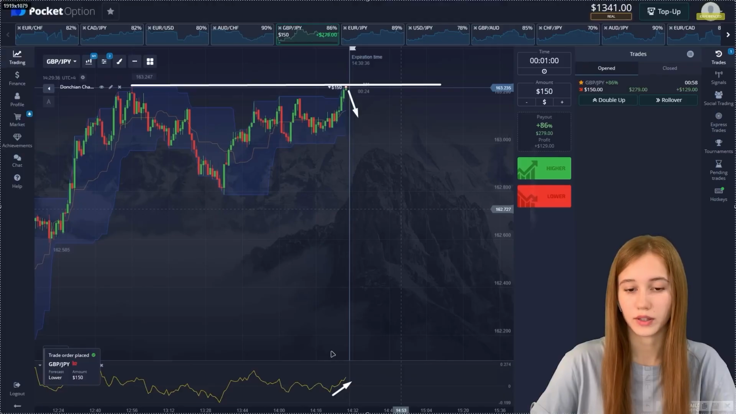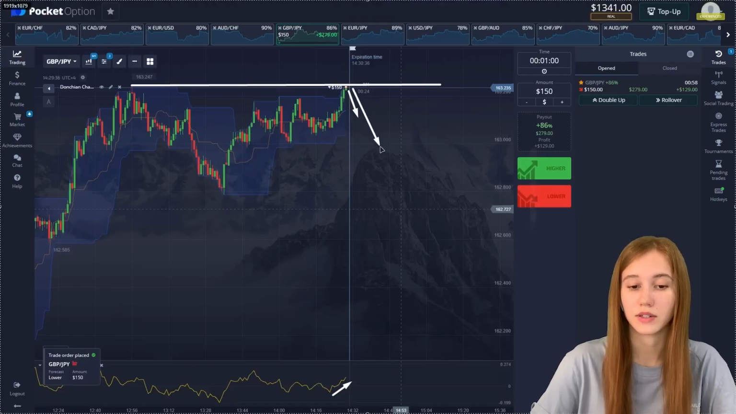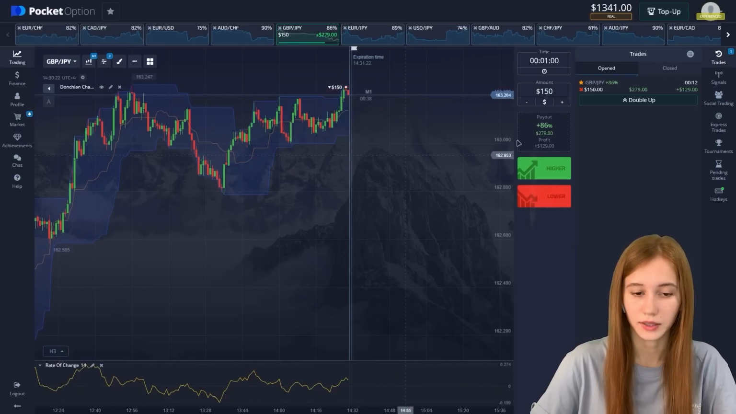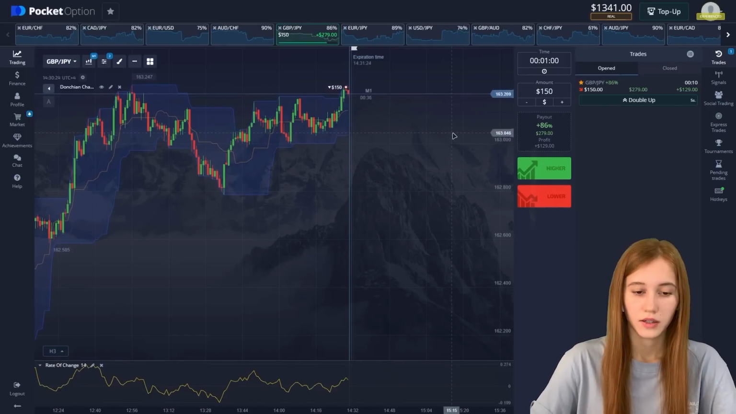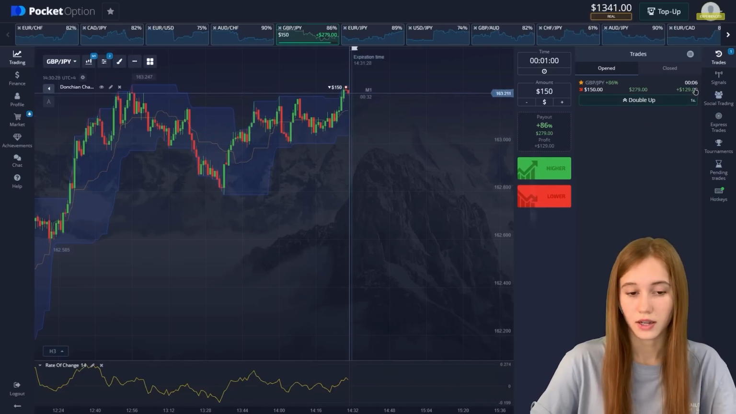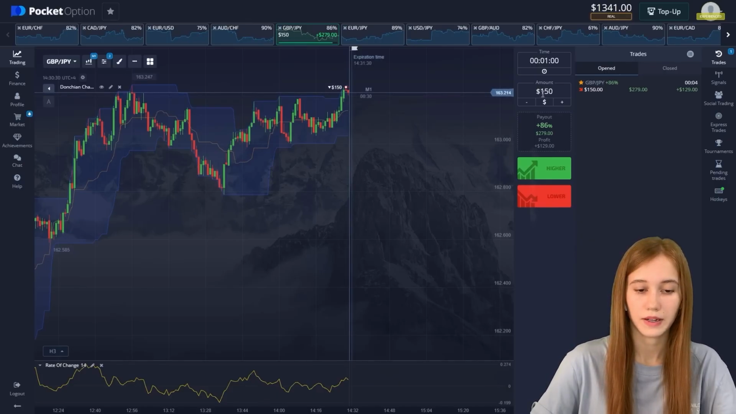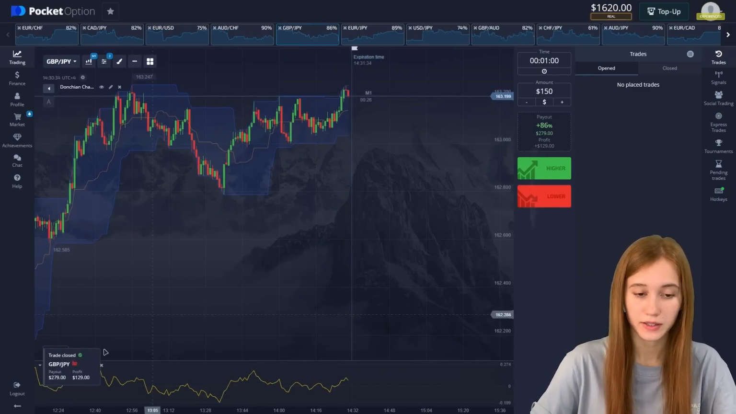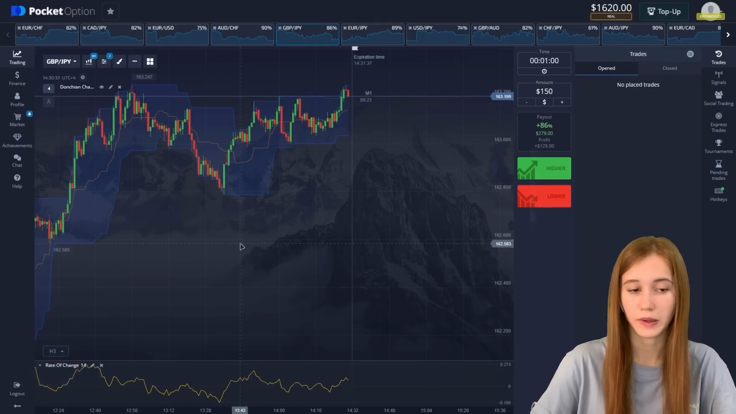Also, if we look at the second indicator, our growth continues rapidly. We're above the zero mark. Let's see. So, down deal, 8 seconds left until the end of the deal. And plus deal profit is $129. Good.